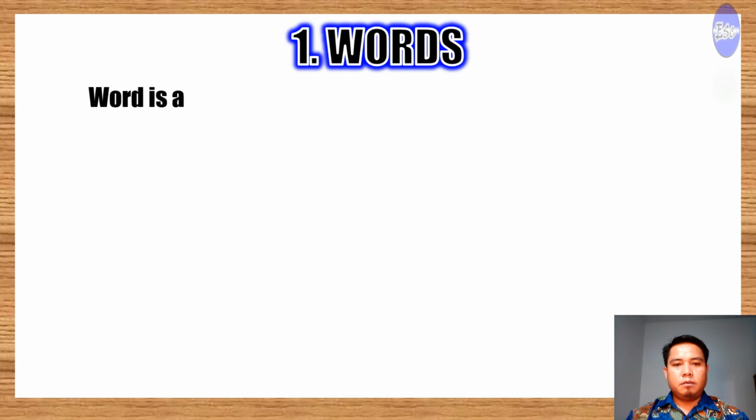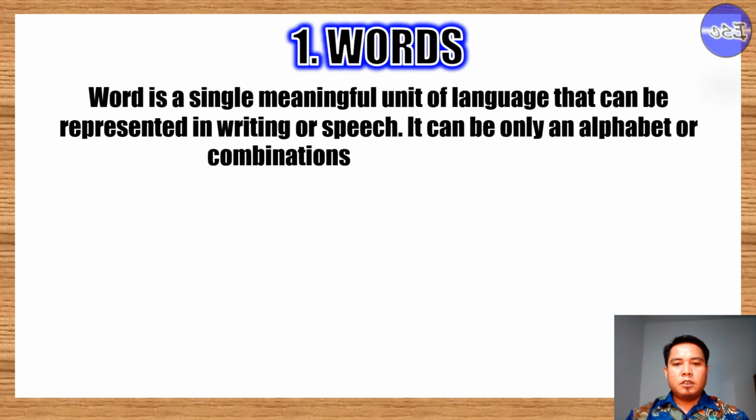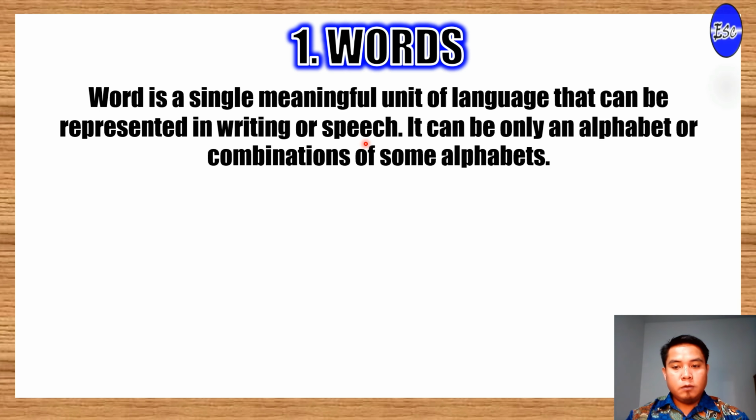Words. A word is a single meaningful unit of language that can be represented in writing or speech. It means it can be written down and it can also be spoken. It can be an alphabet or a combination of some alphabets. It means it can be a single alphabet or a combination of some alphabets.